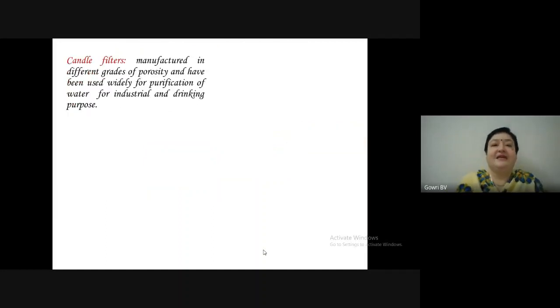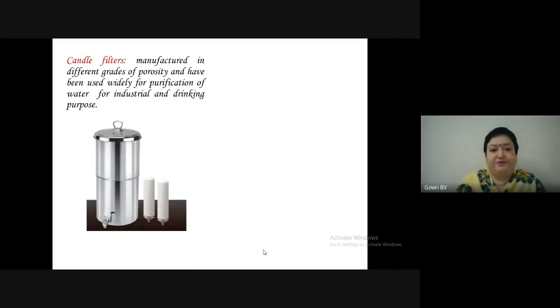Candle filters are manufactured in different grades of porosity and have been used widely for purification of water for industrial and drinking purpose. The main aim of candle filters is use in purification of water used for industrial and drinking purpose. So if you see, these are candle filters.